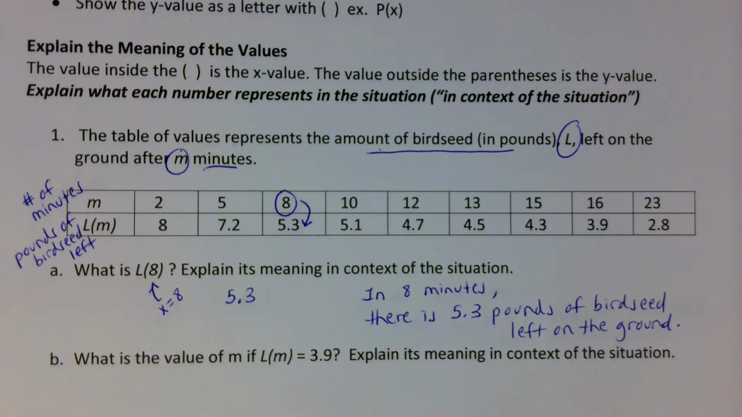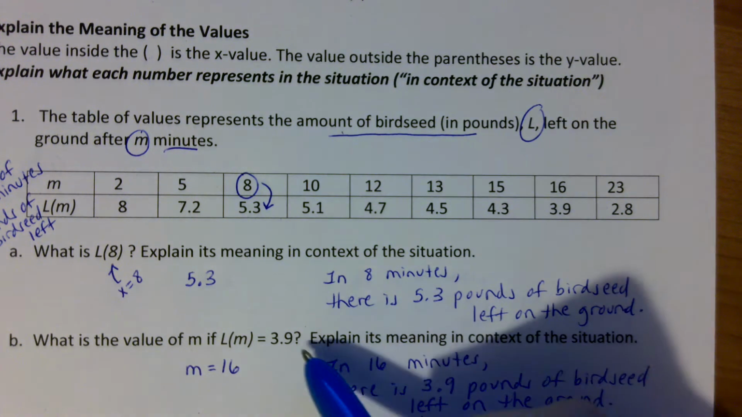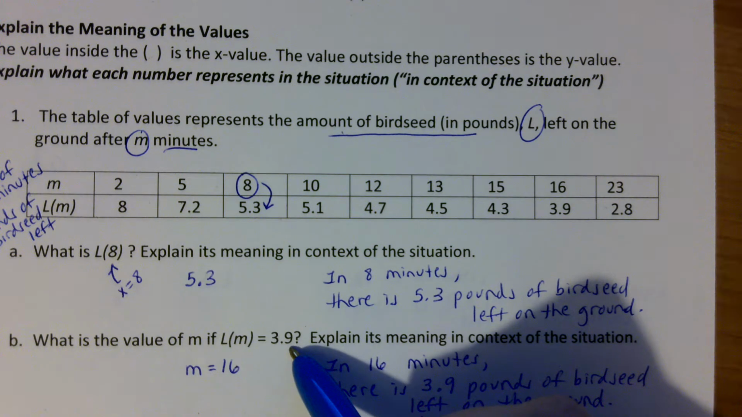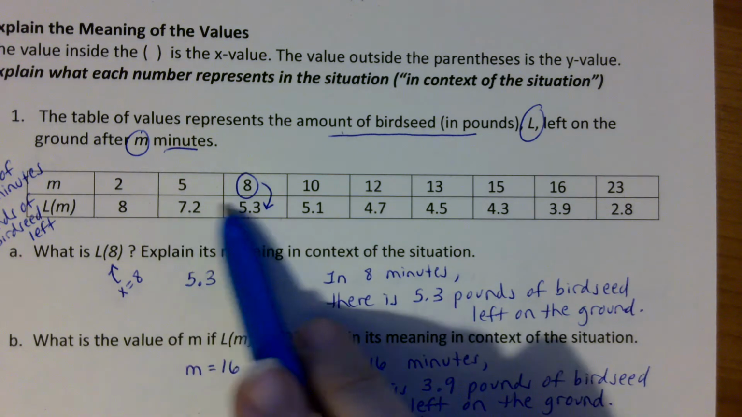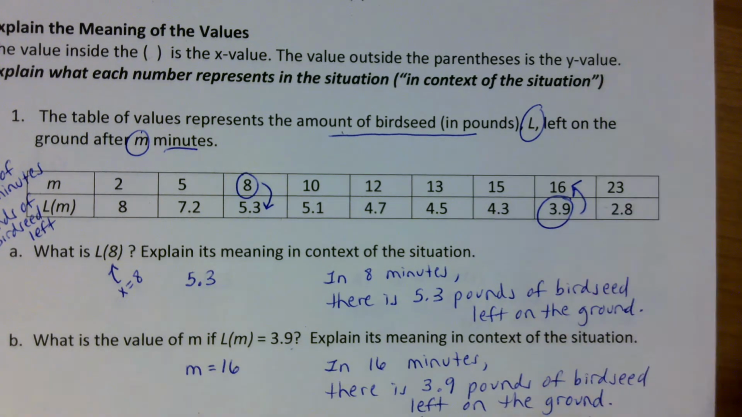Okay, try the next one. Pause your video, and then start it up again and see how you did. Okay, if L of M is 3.9, remember that a number outside the parentheses is our y value. So I take a look where 3.9 shows up, and I see what x value it's connected with, and that's 16. So what does that mean? In 16 minutes, there is 3.9 pounds of birdseed left on the ground.